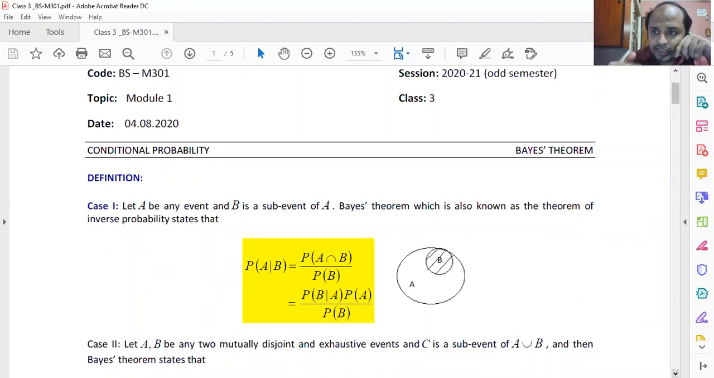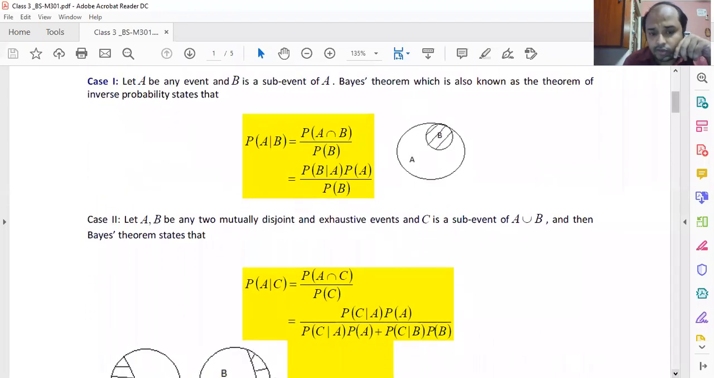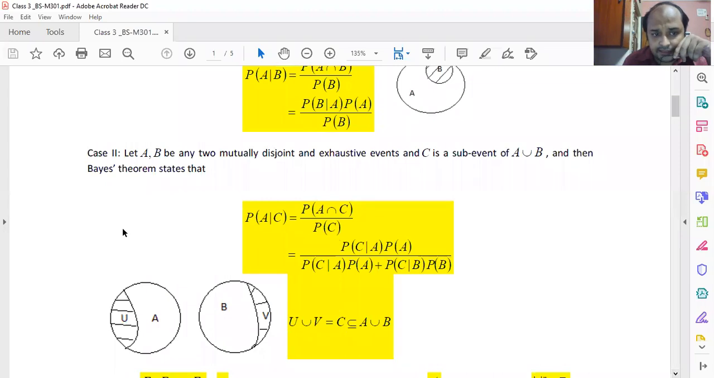Now we shall generalize the structure of Bayes theorem in case 2. Okay, what is that structure? We shall now consider two mother events like this. Let capital A and capital B be any two events. Now, one thing you see, I have mentioned here that capital A and capital B are two mutually disjoint events. And not only that, they are exhaustive events.